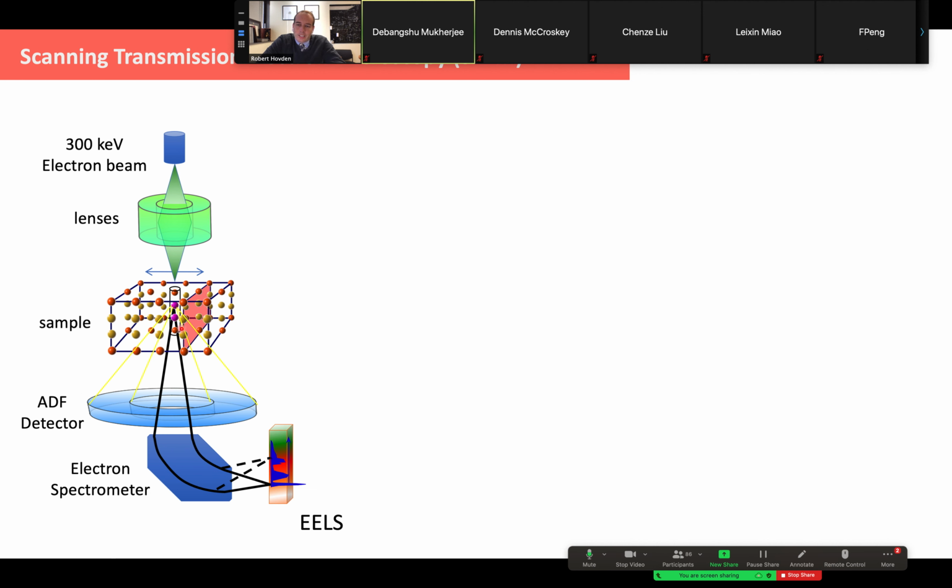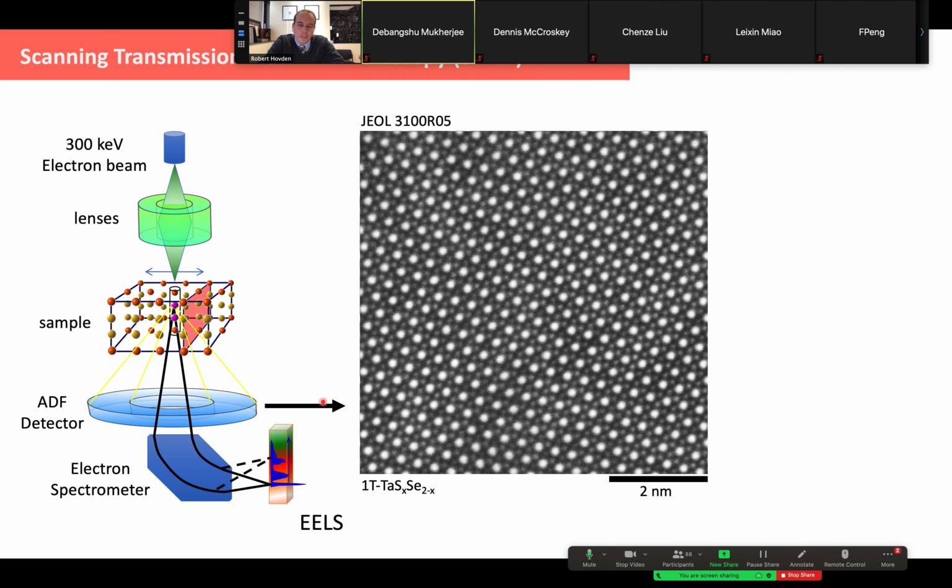The elastically scattered electrons that are scattered out to high angles can be collected in an annular dark field detector. This is a Rutherford scattering process, so it's proportional to the number of protons that scattered off of each atom. The forward inelastically scattered electrons can be collected in an electron energy loss spectrometer and sorted by their energy. Let's just consider the image formed from an annular dark field detector. Here is an ADF STEM image of tantalum sulfur selenide, and the fuzzy white atoms you see are the heavier tantalum atoms, and the lighter atoms in between are sulfur and selenium atoms.